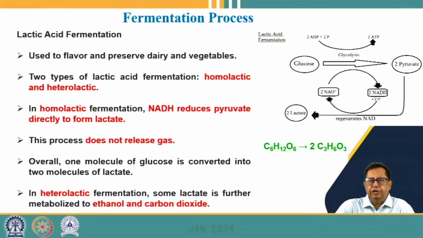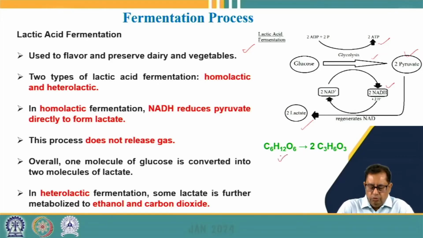Similarly, another type of fermentation that takes place is lactic acid fermentation, which may be used for flavor and preserving dairy and vegetables. So here in lactic acid fermentation, the glucose undergoes glycolysis, and again the NAD+ gets converted to NADH, and two molecules of ADP are converted to two molecules of ATP, and we get two molecules of pyruvate here. This pyruvate can then be reduced to two lactate molecules, where NADH converts into NAD+, and this leads to the formation of two lactate molecules.